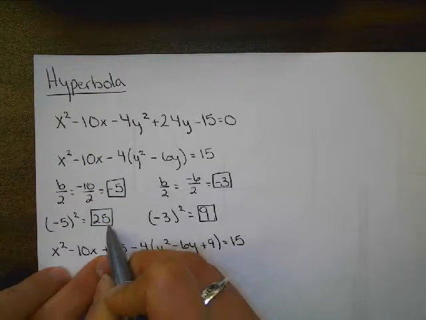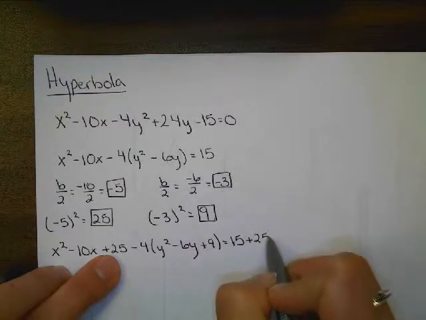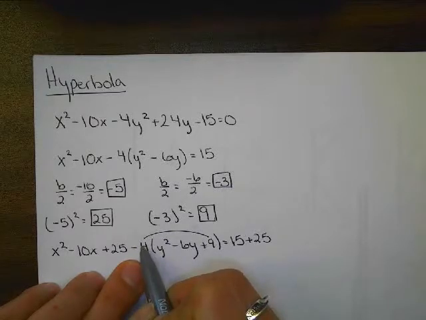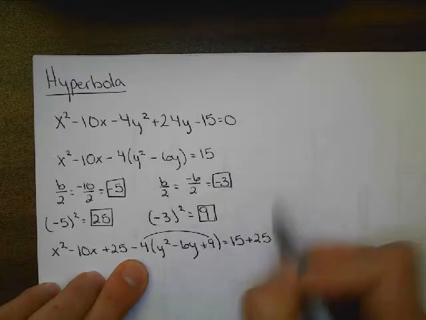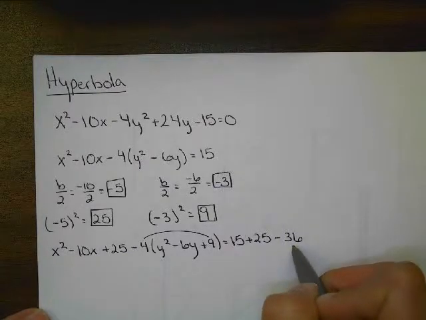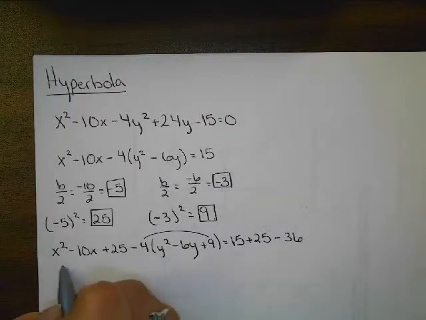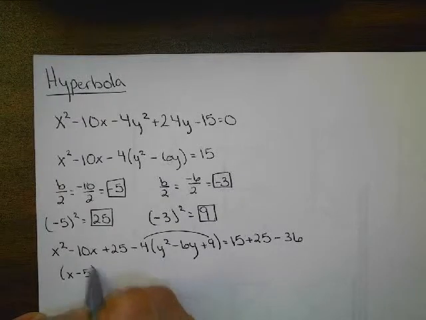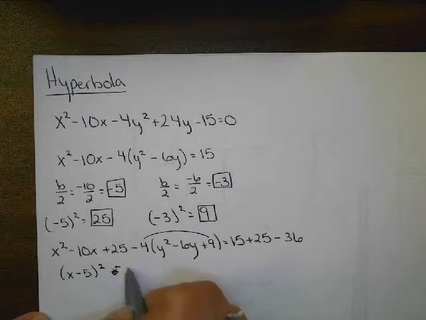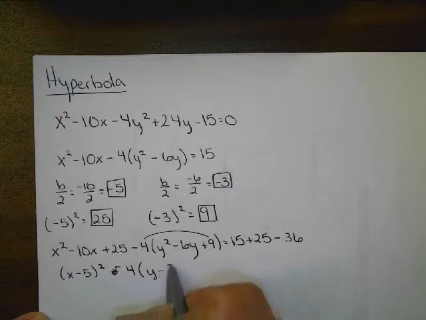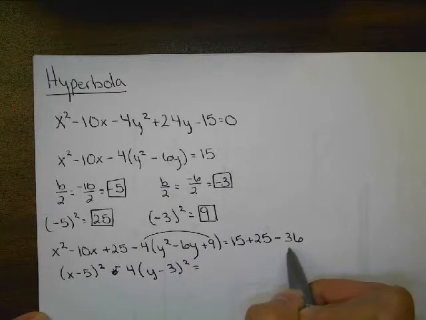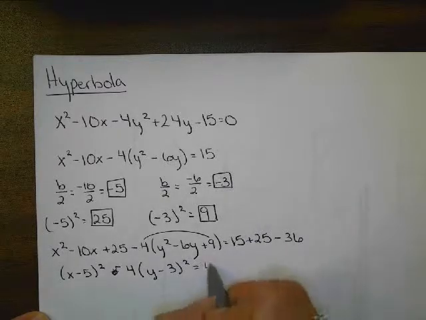But with this 15 I have to add the 25 as well. And then this needs to be distributed. So I take negative 4 times 9, which is a negative 36. So I subtract it over here. Then I can simplify this, so I get x minus 5 squared minus 4 times y minus 3 squared. And if you put all that in your calculator, or do it in your head preferably, you get 4.